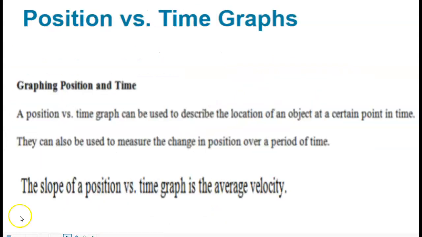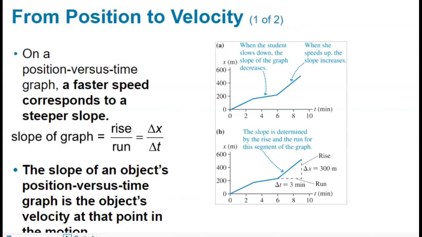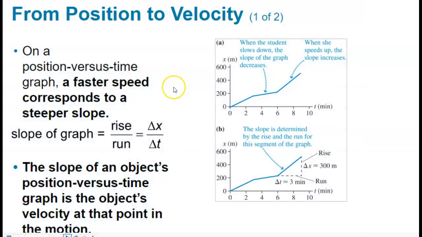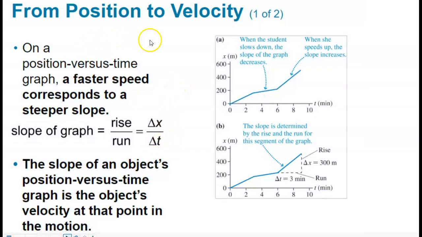So you can measure the change in position, and then we just got done speaking about the slope of the position versus time graph being the velocity, or average velocity if you have a changing velocity, but we have a steady velocity. Okay. So again, this is what we were talking about. Let me move this up a little bit. There we go.